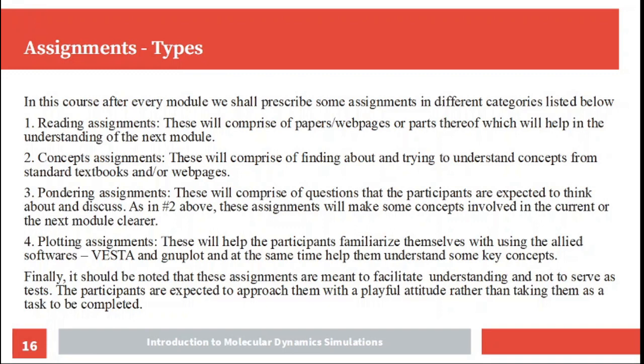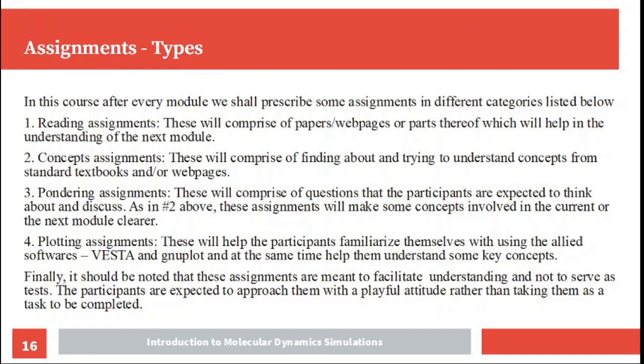Then there will be concept assignments. These will comprise of finding about and trying to understand concepts from standard textbooks and or web pages. So we'll just give you a concept and then you need to find it out on your own using internet or your standard textbooks or whatever.